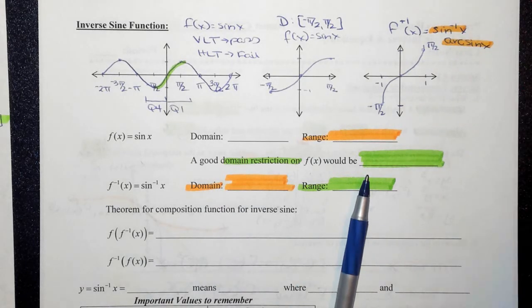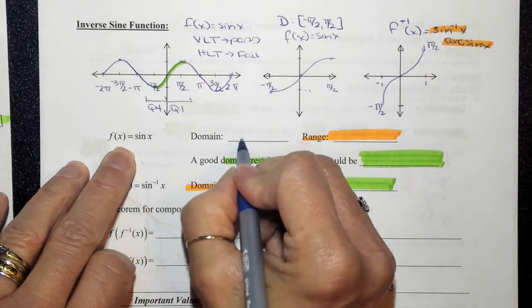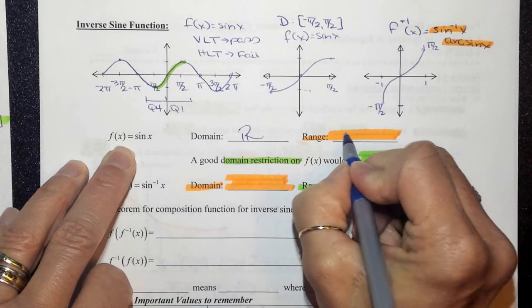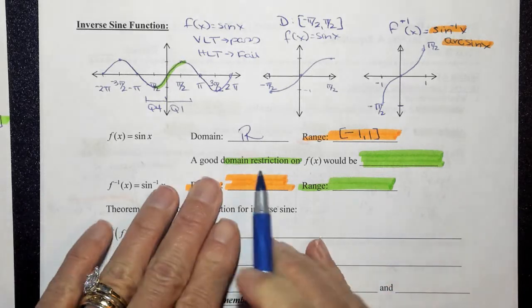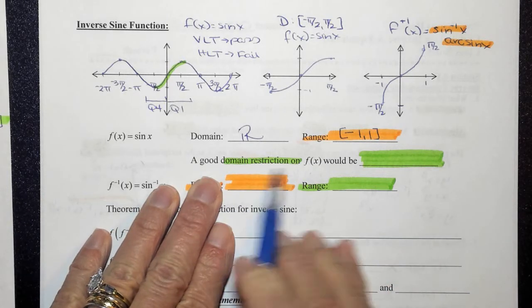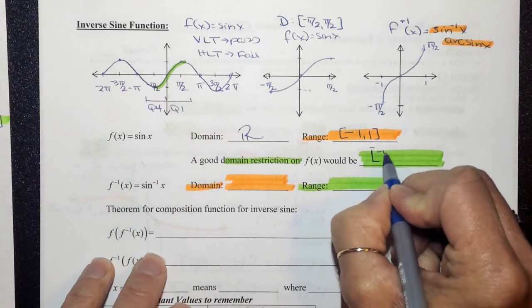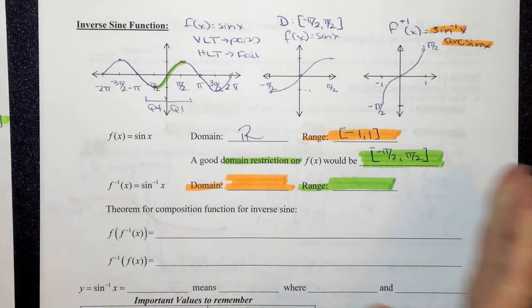All right, so what does this mean? Your domain for the sine of x is all real numbers. This is for the original. The range goes from negative 1 to 1. So remember, everything is going to switch. So a good domain restriction on the function we looked at is negative pi over 2 to pi over 2. So now remember, everything is going to switch.